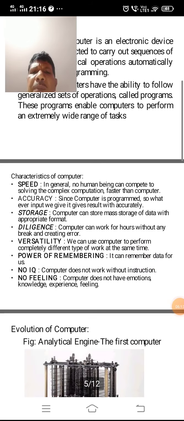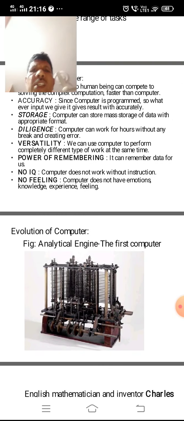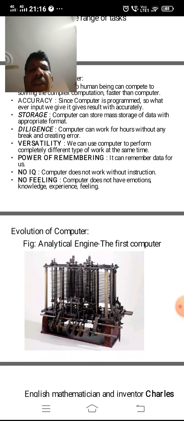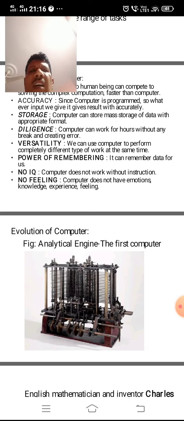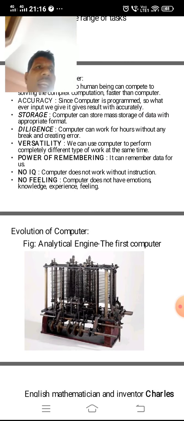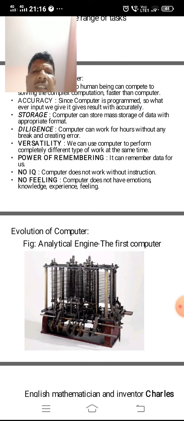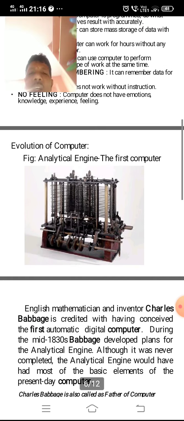Then the next topic in this evolution of computers. The present computer did not develop all at once; instead, it developed in different stages. That means the first computer was the analytical engine. Generally, the present computer is an electronic device, but initially the computer was a mechanical device, called the analytical engine. It was developed by Charles Babbage. So here the first computer's name was analytical engine, a mechanical device developed by Charles Babbage, so he is called the father of the computer.